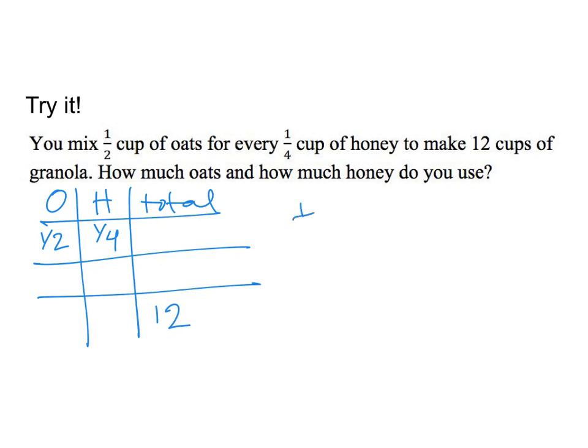Now, 1/2, or let's say 2/4 cup of oats plus 1/4 cup of honey is 3/4 total. So if you just make this recipe one time, you're going to have a total of 3/4 cups of granola. But I need 12 cups. So again, I like to eliminate the fraction here by multiplying by the least common multiple of the denominator. So in this case, I'm going to multiply by 4 again. 1/2 times 4 is 2, 1/4 times 4 is 1, and 3/4 times 4 is 3.